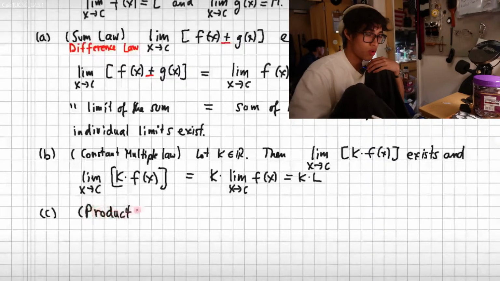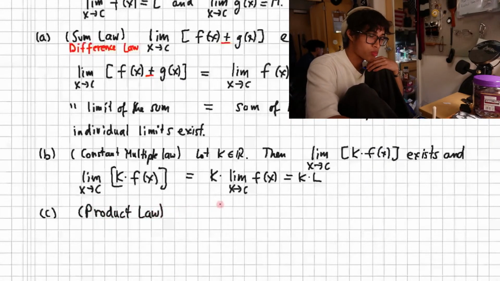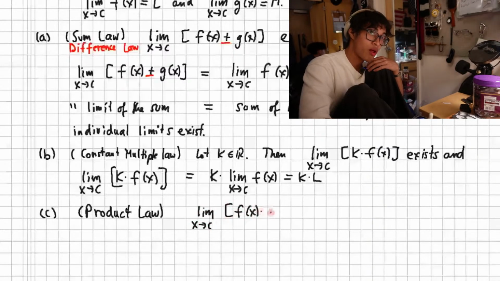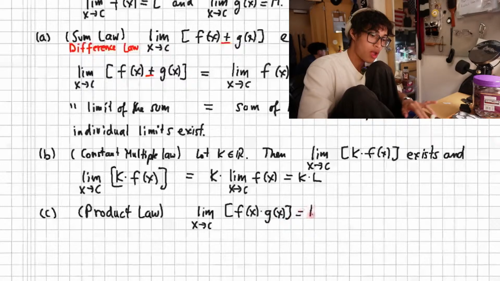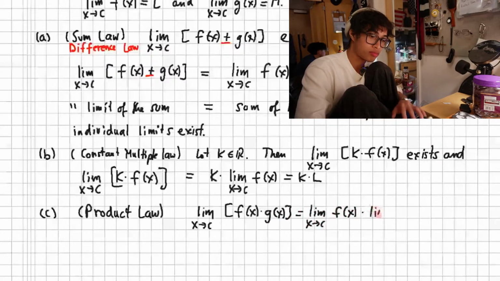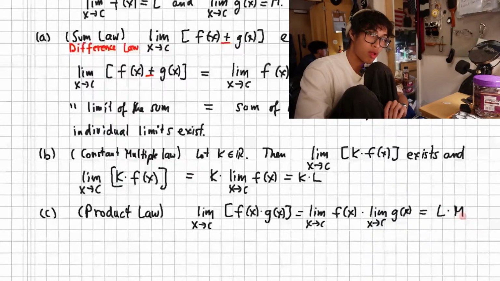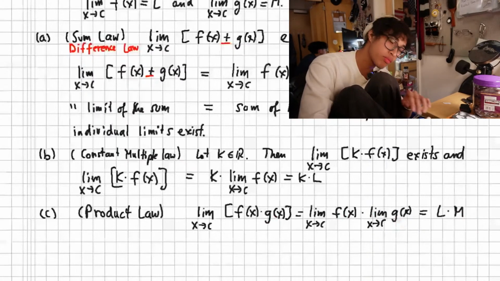Defining f and g, the product law then states that the limit as x approaches c of f of x times g of x is equal to the limit as x approaches c of f of x times the limit as x approaches c of g of x, or simply L times M. I could again write this colloquially as the limit of the product is equal to the product of the limits, provided that the individual limits exist.